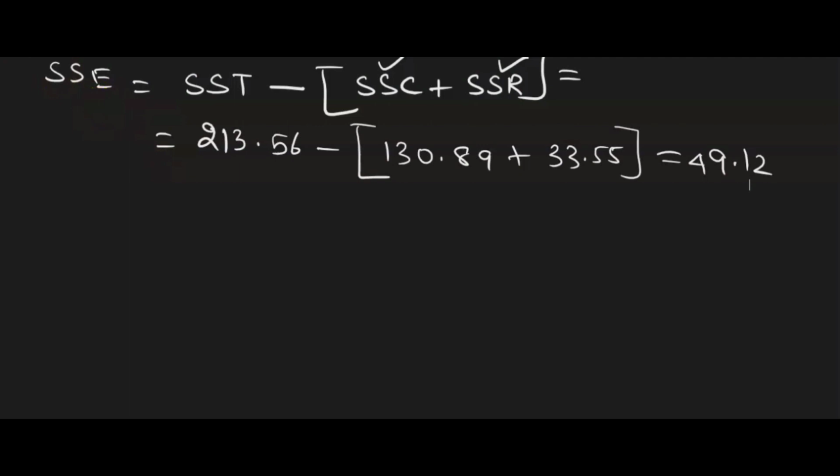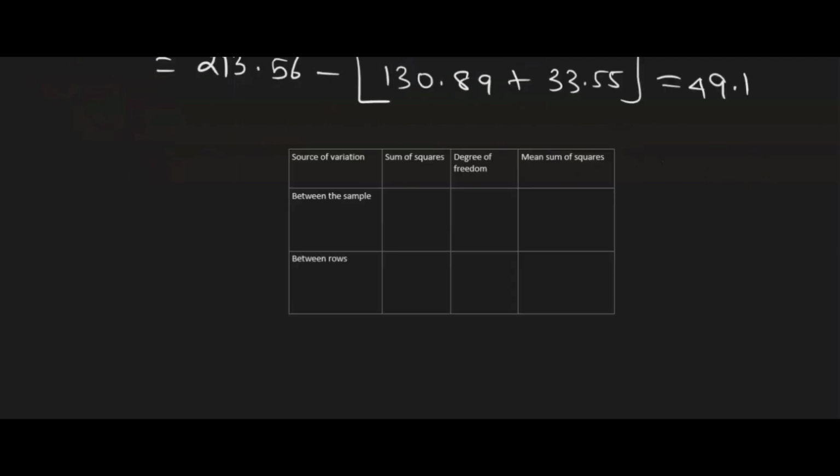Now we have to form the tabular column, and the final table is similar to one way ANOVA. In one way ANOVA we had only between the samples, that is between the columns, correct? So now in two way ANOVA it is between the rows also. So when we write sum of squares, between the columns or samples is SSC, which is nothing but our calculated value.